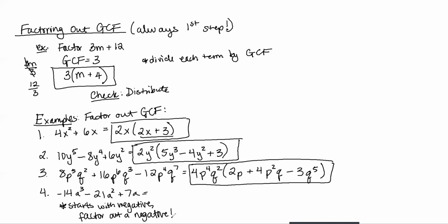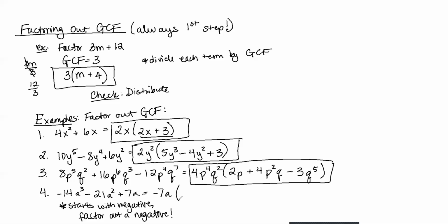So I'm going to go ahead and factor out a negative. So what that means is we're still going to find our GCF exactly the same. We have a 14, 21, and 7. So the GCF is 7. I'm just going to make it a negative 7. And then how many A's can we take out? We have 3, 2, and 1. So we can take out a negative 7A.